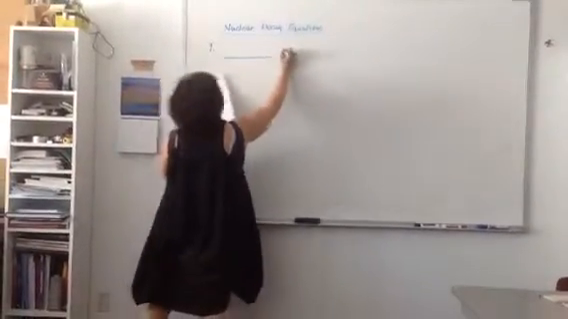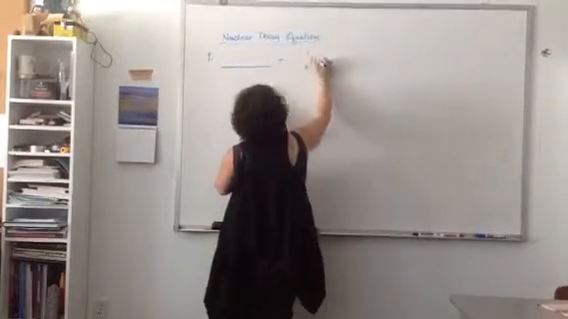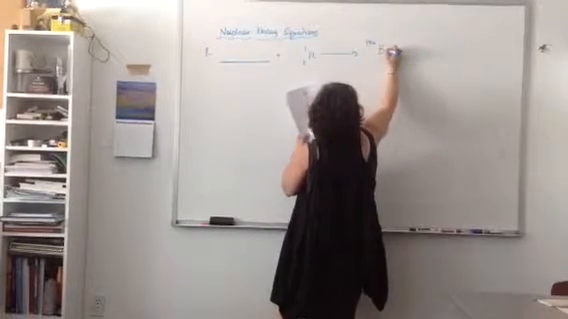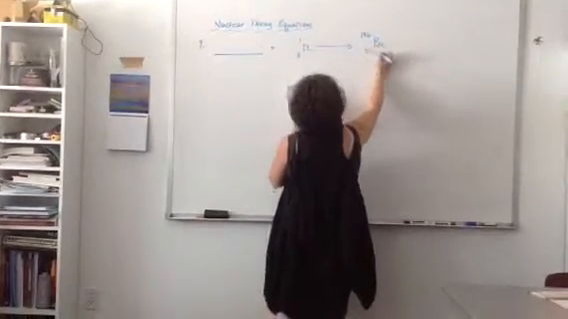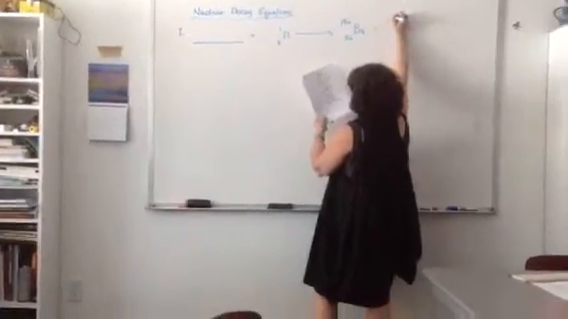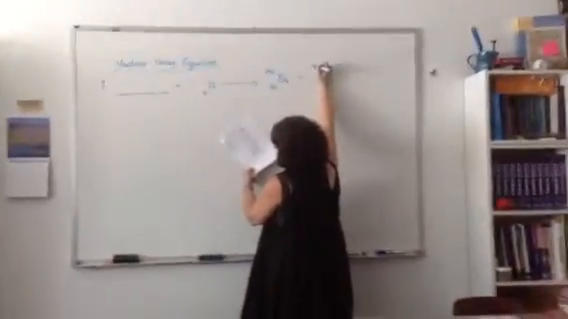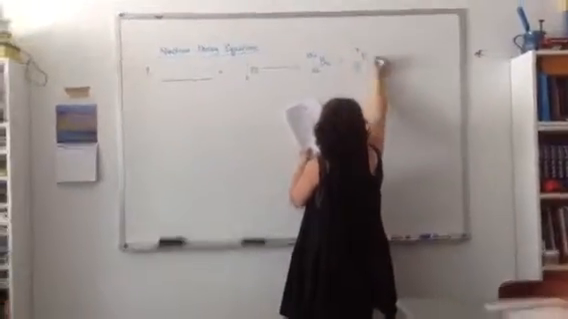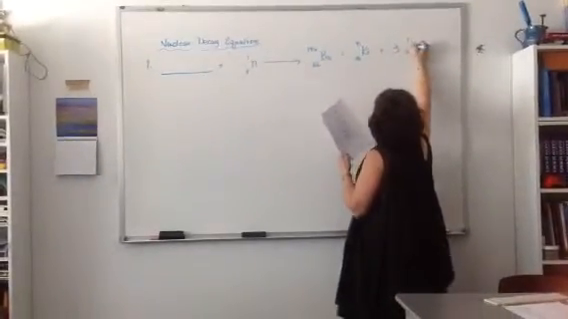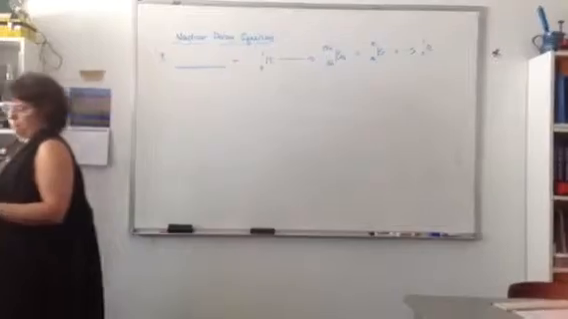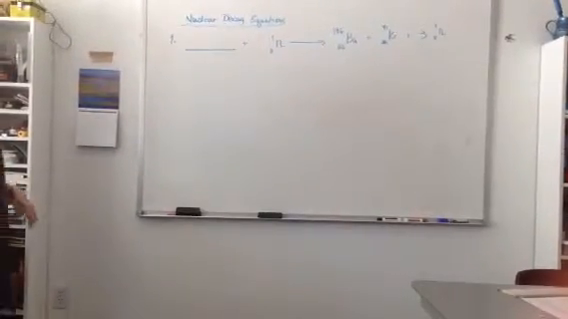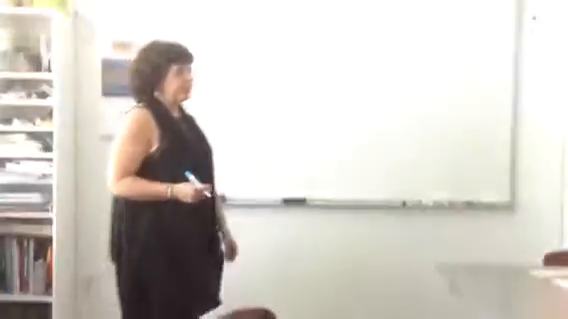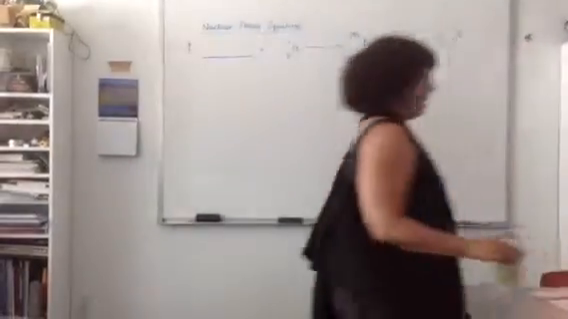Blank plus 1 0 n. It's a neutron, a lowercase n. Barium 56, let's say 91, krypton 36 plus 3 neutrons. This looks really familiar to me. I've seen this several times, so I already know what goes in that blank.